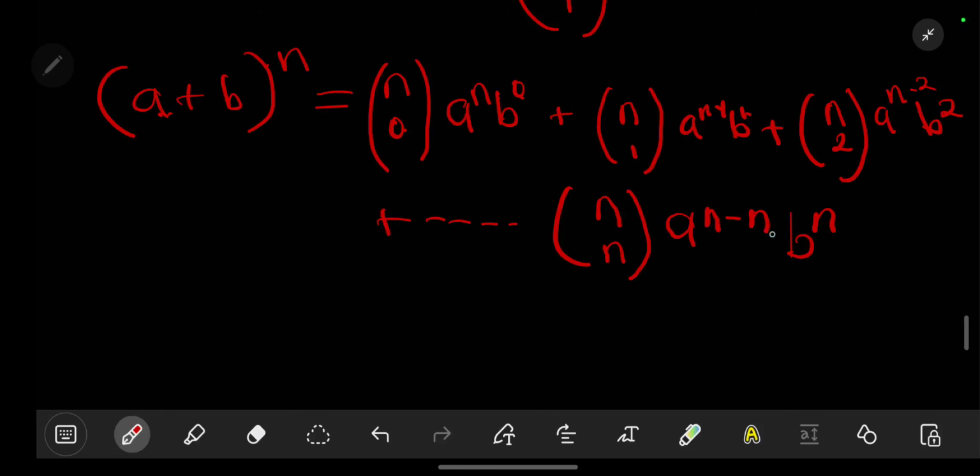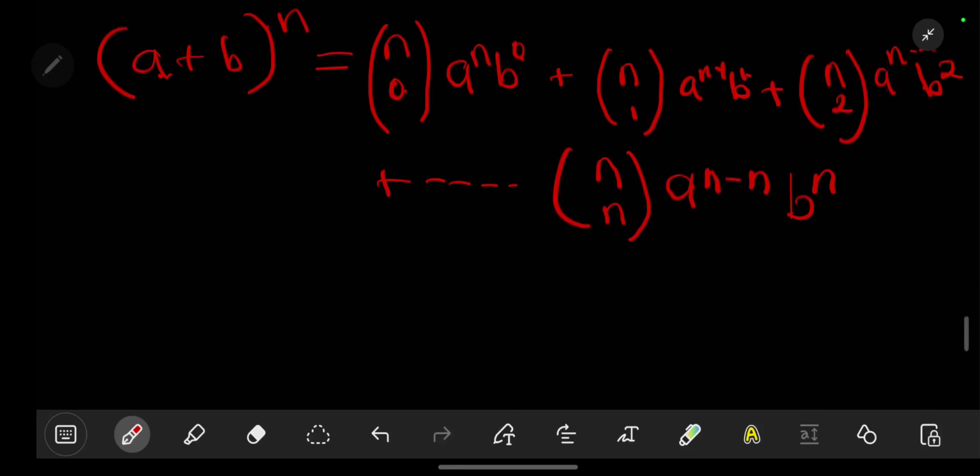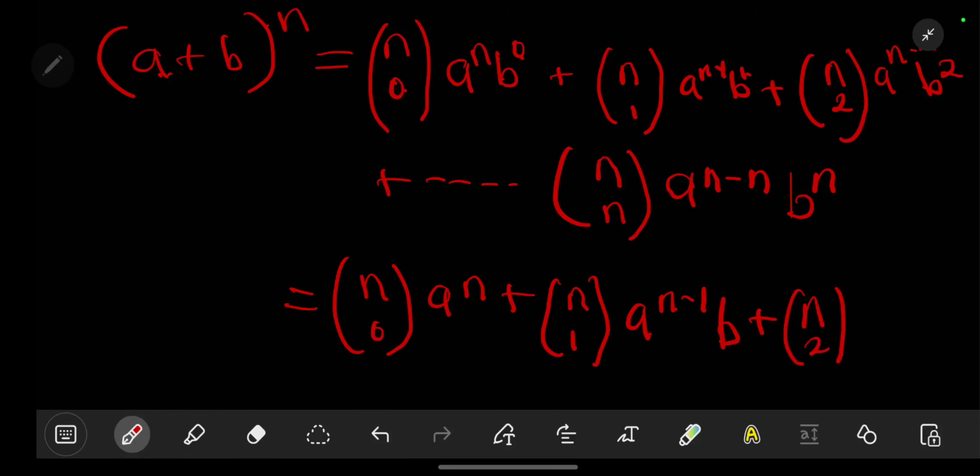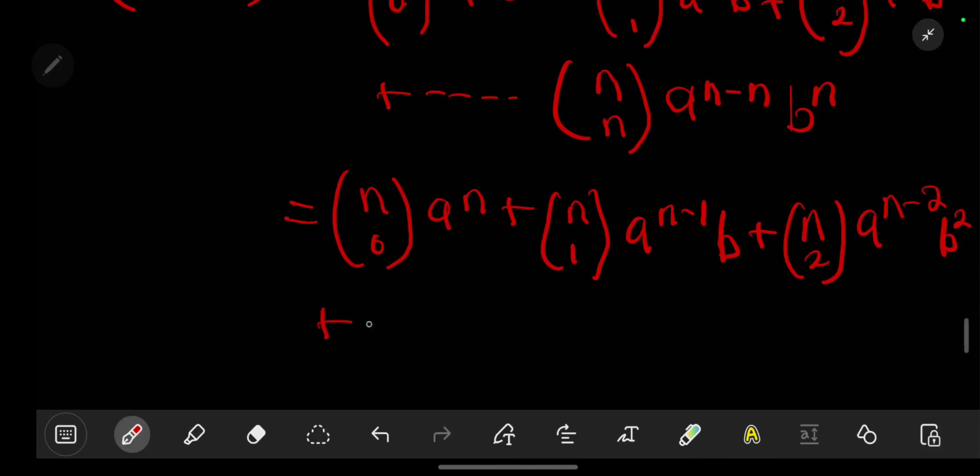Now n minus n is 0, a to the power 0 is 1. So you are going to find that you are going to have n combination 0. Then b to the power 0 is just 1. So this is like your final thing. You have n combination 1. Then you have your a to the n minus 1. Then you have your b, power 1, which can just be b, plus your n combination 2. Then you have your a to the n minus 2, b to the power of 2. Then you have plus your n combination n.